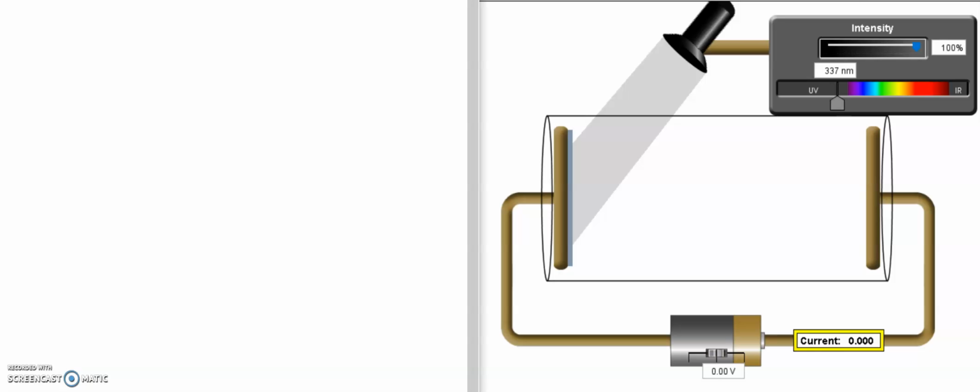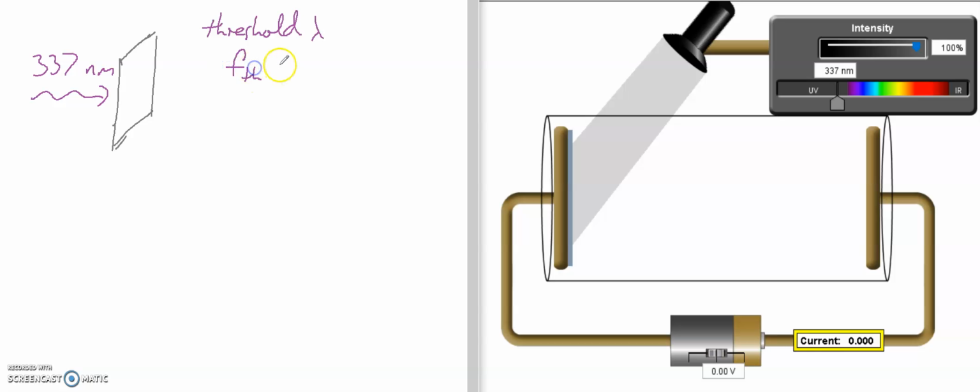So I'm going to sketch this out here. We got this piece of metal right here, and I'm going to use purple for the ultraviolet light coming in. It's coming in at 337 nanometers. So apparently my threshold wavelength is 337. With that, I can find my threshold frequency, because the threshold frequency is going to be c divided by the threshold wavelength. So all I have to do is divide the two out, and I'll have my threshold frequency.